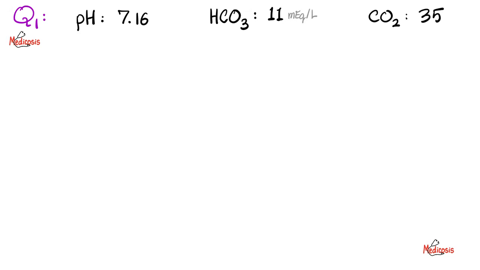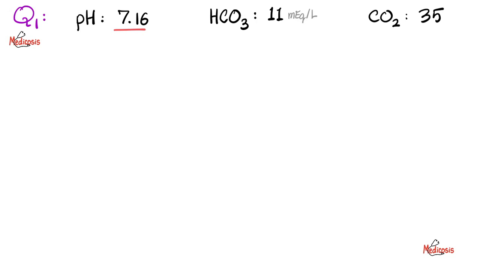With each one of these, I want you to pause the video and try to solve the problem yourself. What is going on here? Is it metabolic acidosis, metabolic alkalosis, respiratory acidosis, or respiratory alkalosis? And is it compensated or not compensated? And if it's compensated, is it fully compensated or partially compensated? Now pause. First method, look at the pH alone.